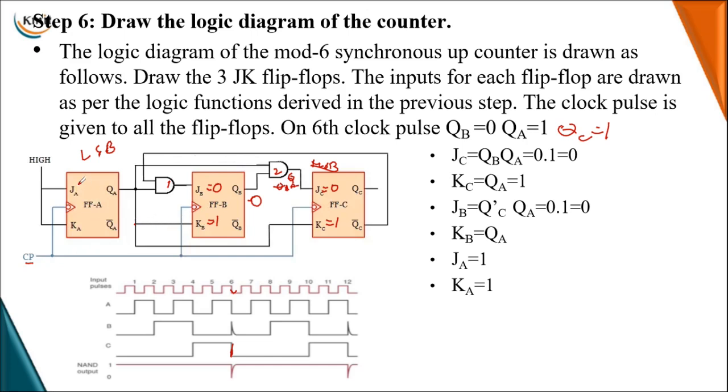In the same manner, JA is logic 1 and KA is logic 1 here. So the previous state of the first flip-flop, the least significant flip-flop, before the 6th clock pulse is at logical 1 state, and it goes to the toggle state, which is 0. Since my J input and K input are 1, it will operate in the toggle state. Hence QA's previous state is 1, and it comes to the 0 state.